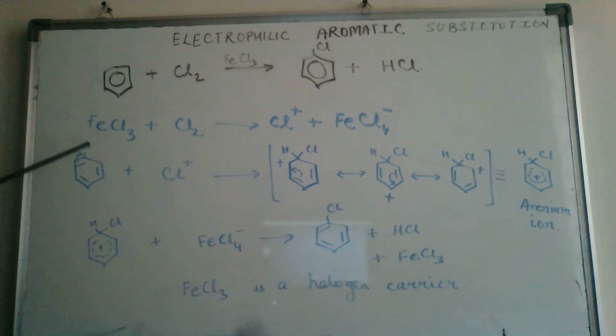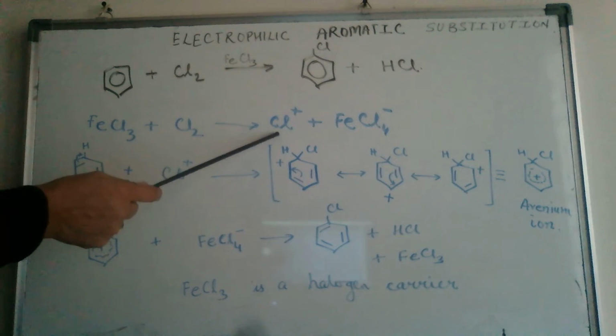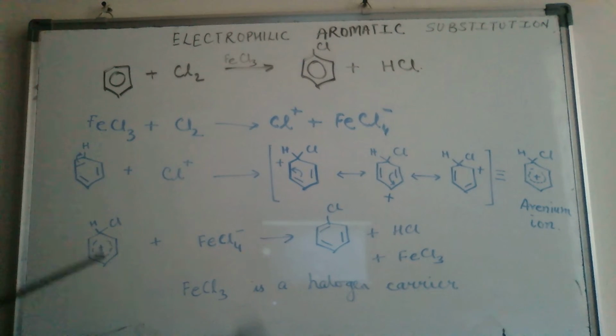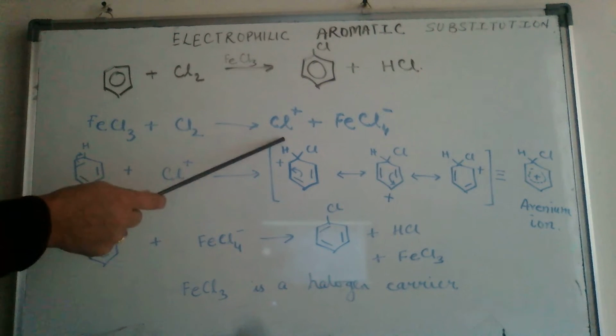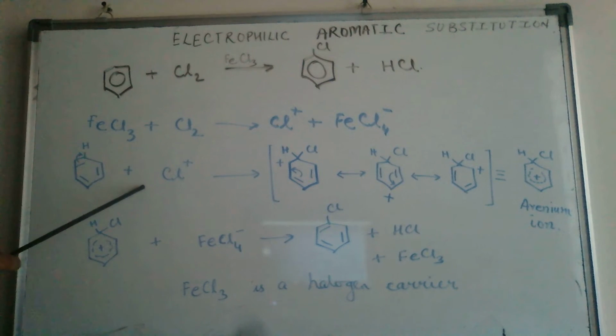In this mechanism, the first step involves the generation of the electrophile. As I said, it is the chloronium ion in this case. So, ferric chloride releases the chloronium ion, which will act as the electrophile in the second step. Now, the benzene ring itself is very stable. Then, why should it attract the chloronium ion?